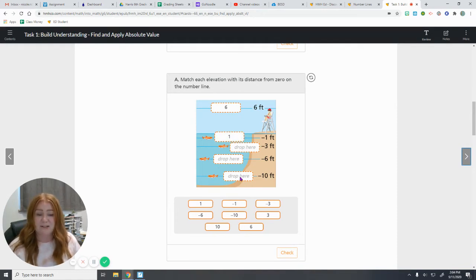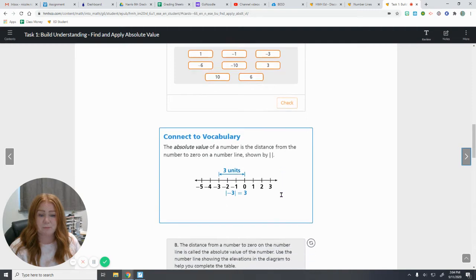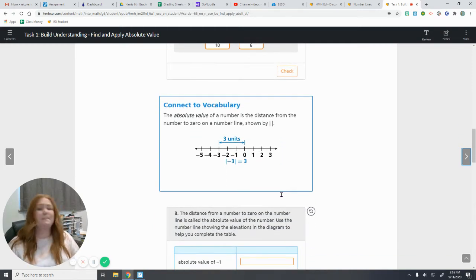So go ahead and pause the video and see if you can finish telling me the distances for these other fish from sea level. So what we've been doing is we've been talking about the absolute value. We just haven't given it that name yet. So when you are telling the distance from 0, that is called the absolute value. Its value is always positive, and you just tell how many units away from 0 it is. You show it by these 2 parallel lines here.